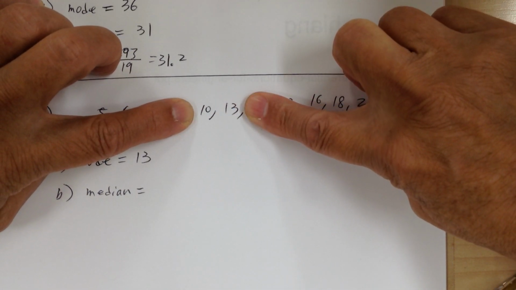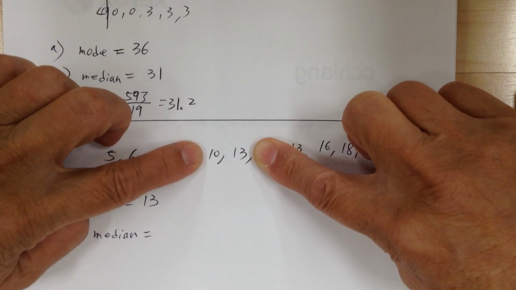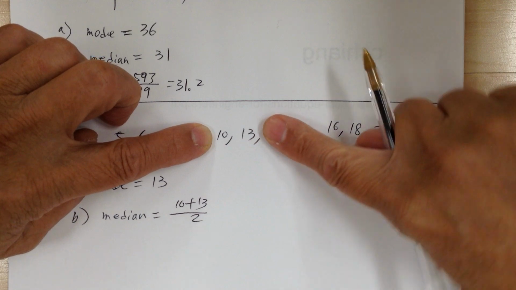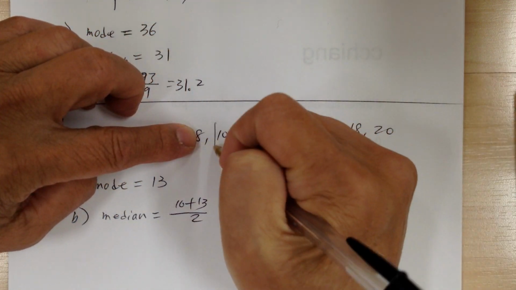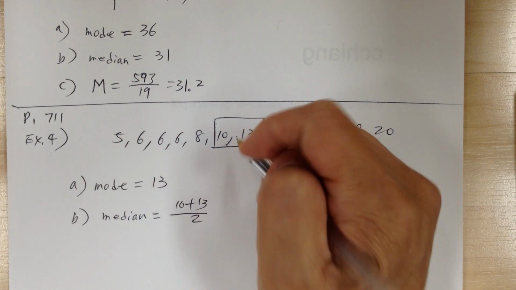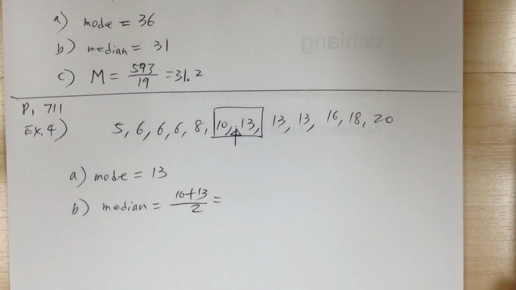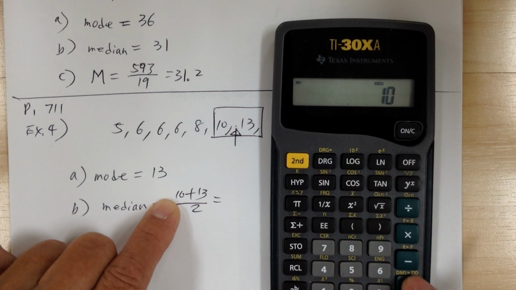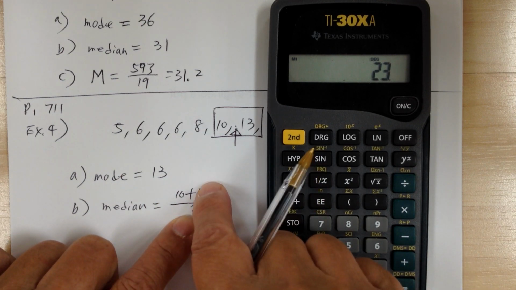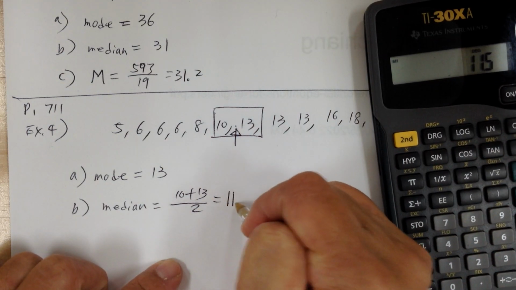In this case, when you don't have a single middle number, what you need to do is average the 2 numbers. So you're going to get 10 plus 13 divided by 2. The middle is right here, but there's no number in the middle, so you average the 2 closest ones. So you go 10 plus 13. Make sure you push equal before you divide, or else your answer is not going to come out right. So you add, push equal, then divide by 2, and your median would be 11.5.